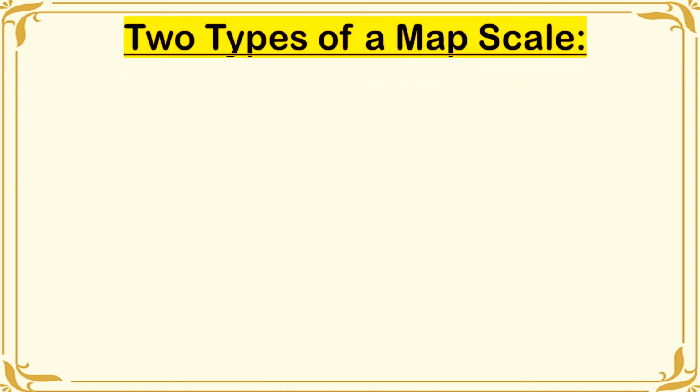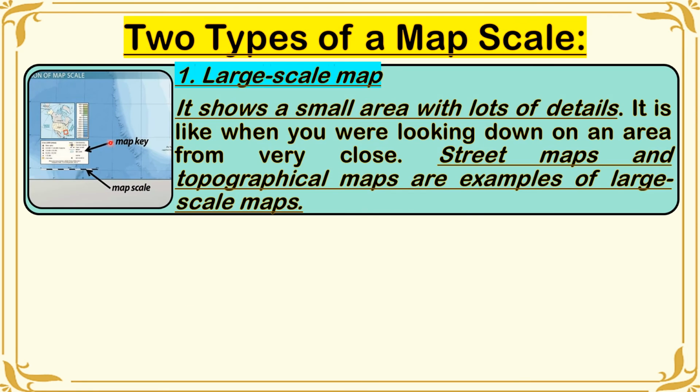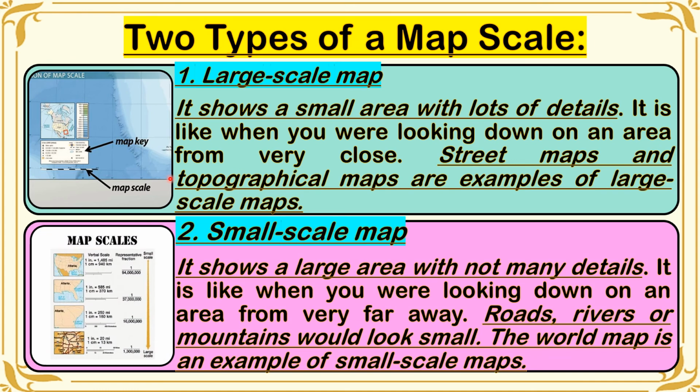Class, there are two types of map scale. Number one, large scale map. It shows a small area with lots of details. It is like when you are looking down on an area from very close. Street maps and topographical maps are examples of large scale maps. They show us a very small area with lots of details.